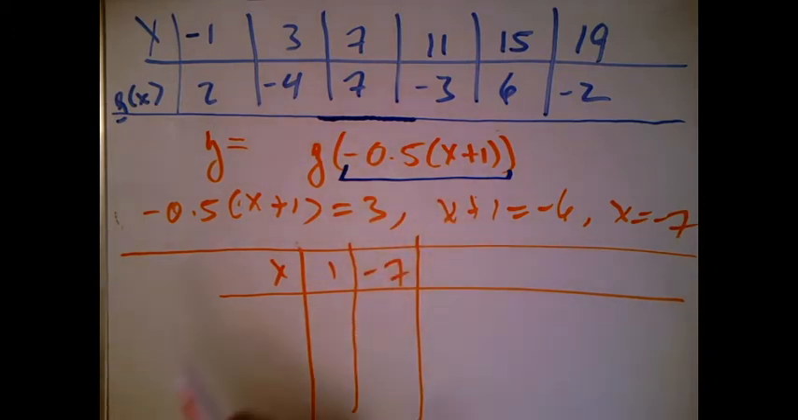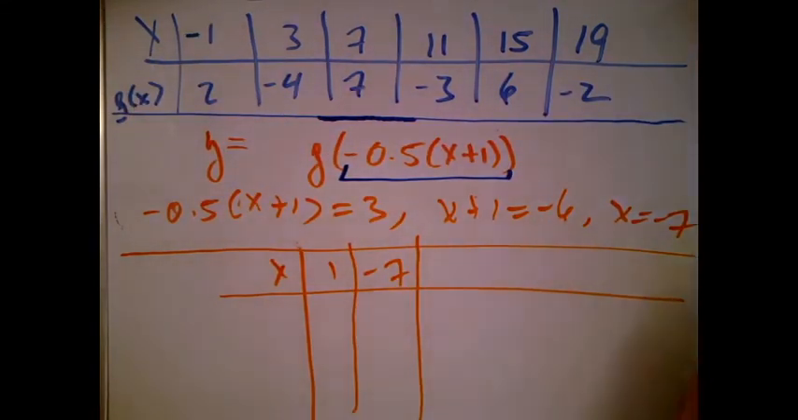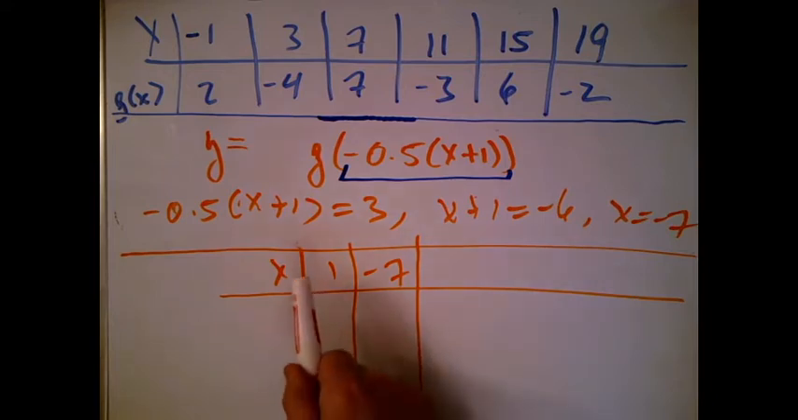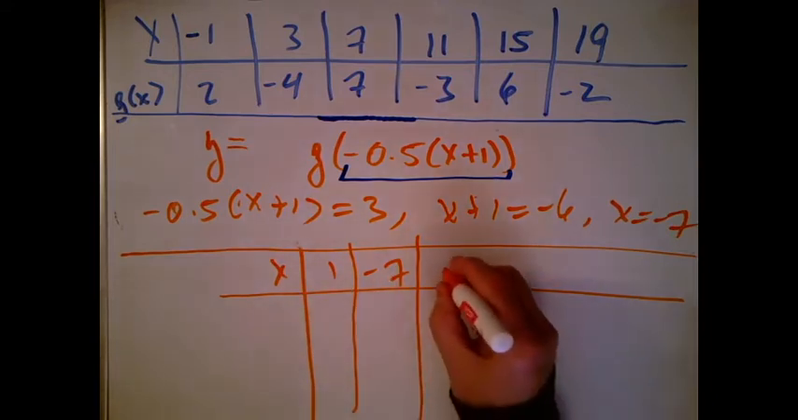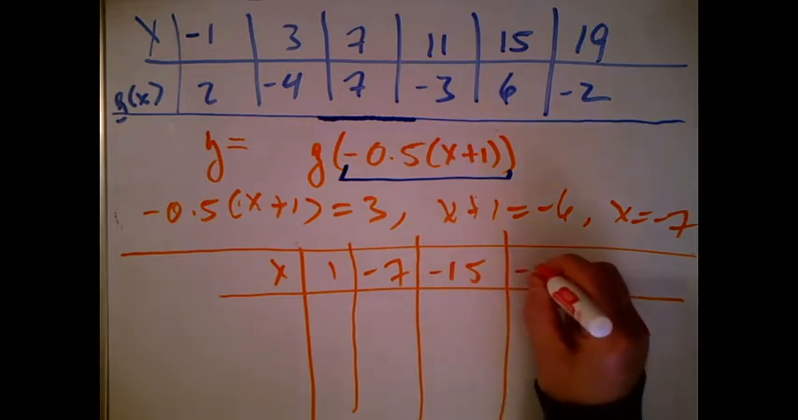Now the nice thing is with these kinds of transformations, if these x values are evenly spaced, these x values are going to be evenly spaced. And I know from here to here I dropped down 8. So I'm going to just keep dropping down 8 a couple more times. We will check our answers at the end.